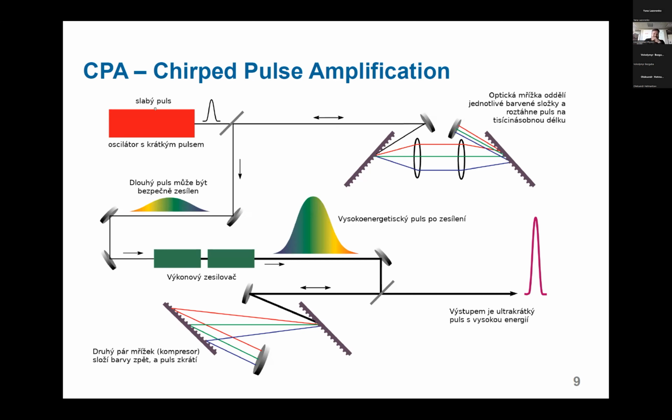So when you have a CPA amplification system, you have some source of, let's say, a weak pulse, an oscillator with a very short pulse. This pulse is relatively weak, but in fact already strong enough that it might be at the threshold of what would damage your amplification crystals, because the amplification medium is basically a similar medium as the gain medium at the beginning.